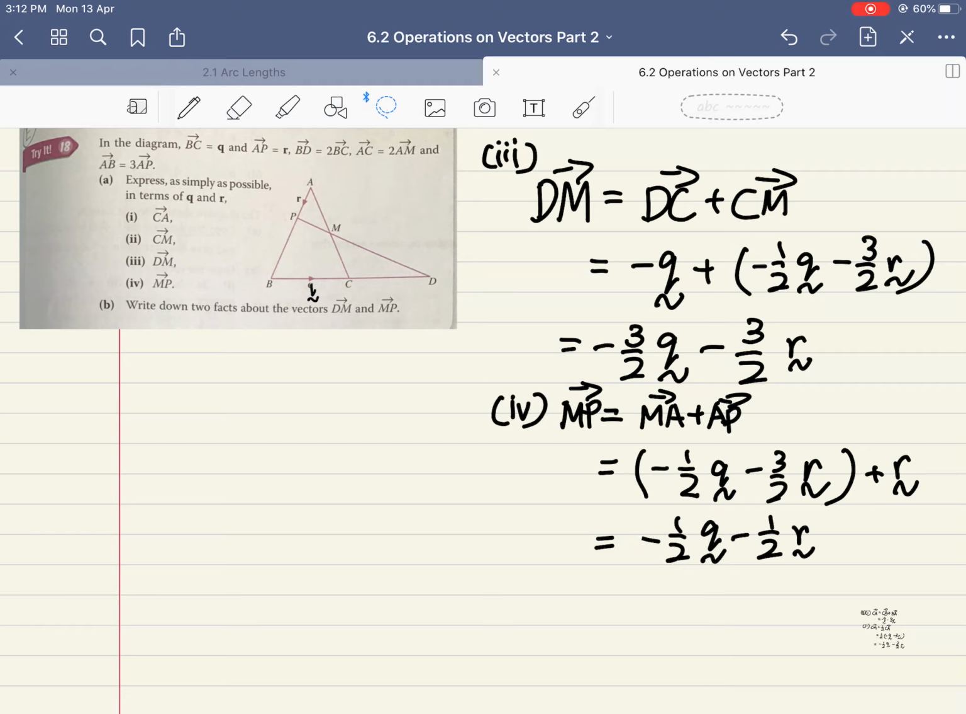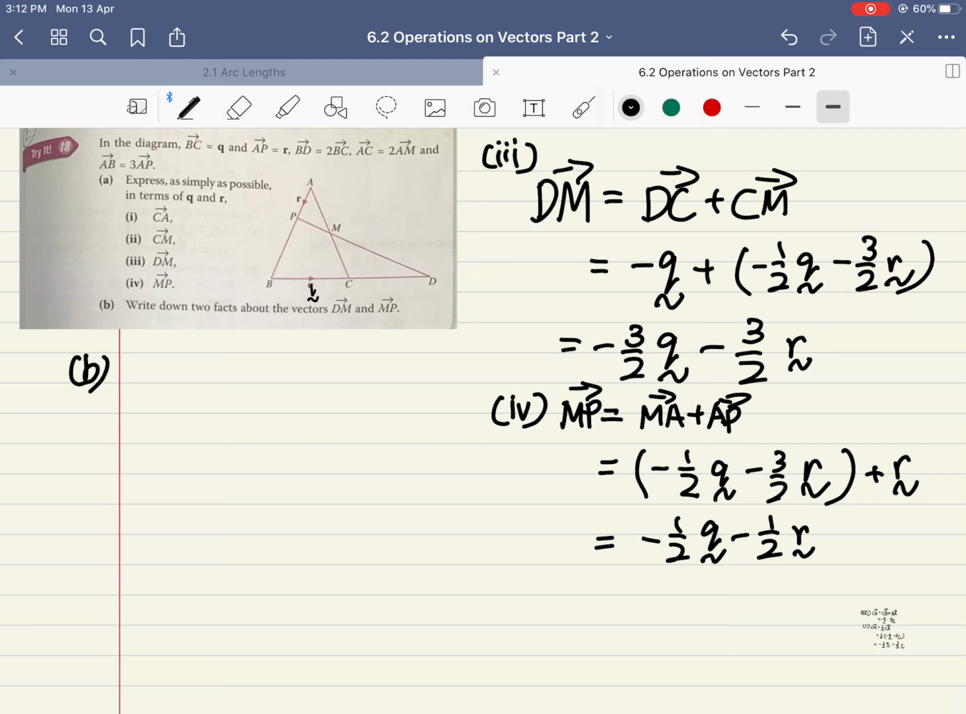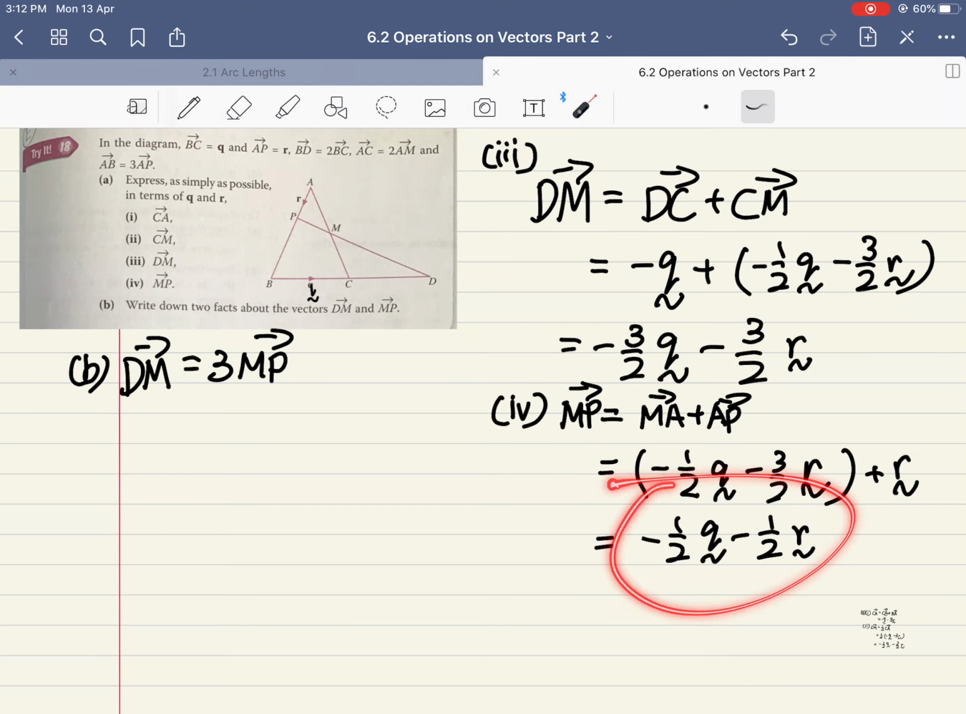Now, if I notice this, how is DM related to MP? If you notice down here, if I take 3 and multiply here, I get negative 3 over 2Q. I take 3 and multiply, I get negative 3 over 2R. So in short, what I can say about MP and DM is this: DM is actually 3 times MP. You have to do it by observation. If you observe from here, it's negative half Q minus half R. Here, times 3, is minus 3 over 2Q minus 3 over 2R. So my first statement is DM is equal to 3 times MP. So I can make statements about this.